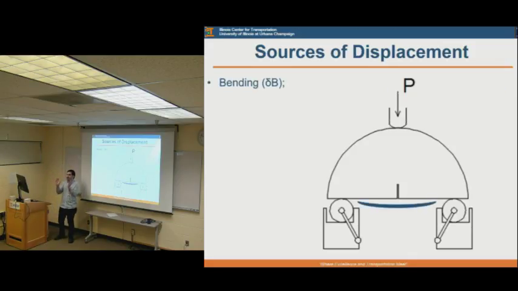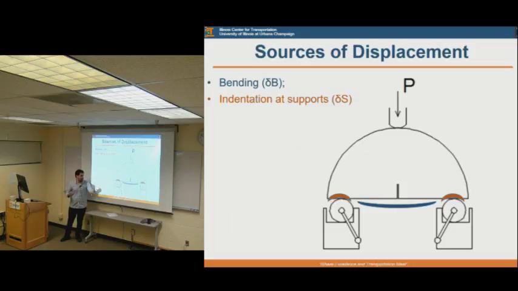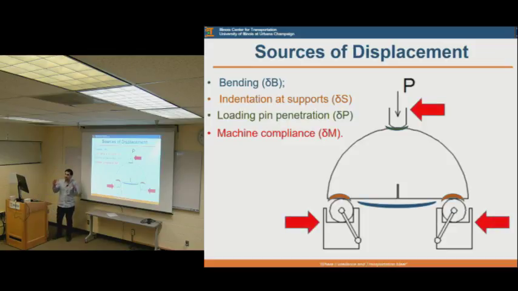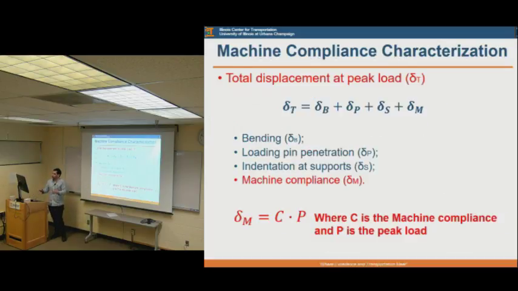When you have a specimen like this and you look at the different sources of displacement, the first one we have is this bending motion. The second one is some local displacements at these supports. The third one is the local displacement at this pin. And the fourth, and the one that we would like to find, is how much the machine components themselves are actually displacing.